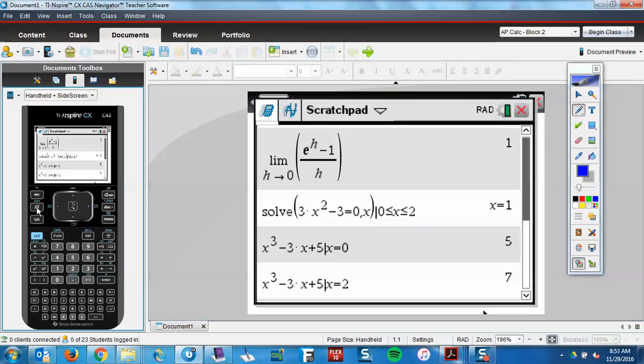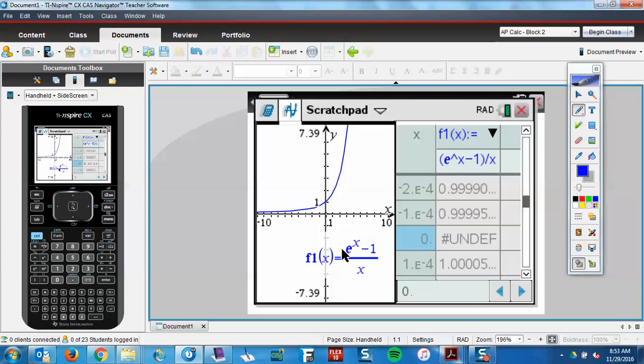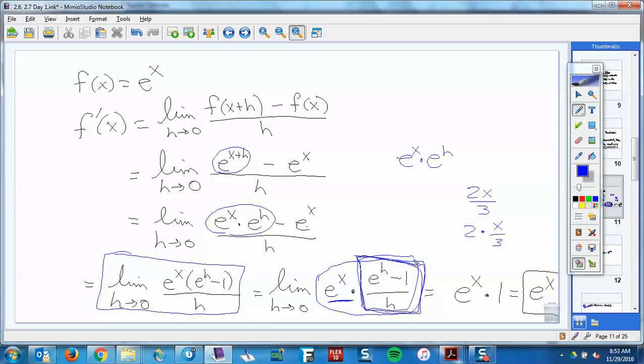Or remember what we did with our table? I went ahead and did it in a table. Remember when we did that? And sure enough, as h approaches 0, this seems to be approaching 1, right? See in the table? Okay, so back to this. Sure enough, this part of it just equals 1, and so we get e to the x. So that proves that the derivative of e to the x is e to the x, because we sent it through our slope definition, okay?